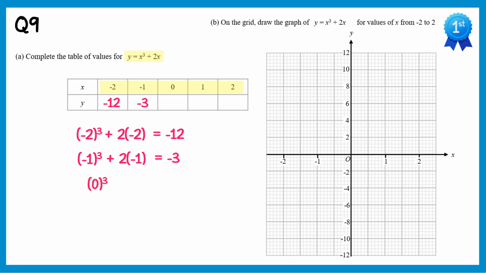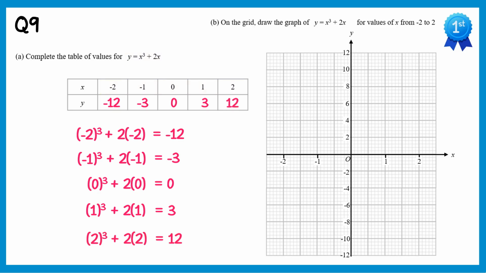Then we just do this again with 0, and that gives you the value 0, and then with 1, and 1 gives you the value of 3, and finally 2, and 2 gives you the value of 12. Now we've completed this table, we can use it to draw the graph. So we're going to look at each of these pairs here as a coordinate.